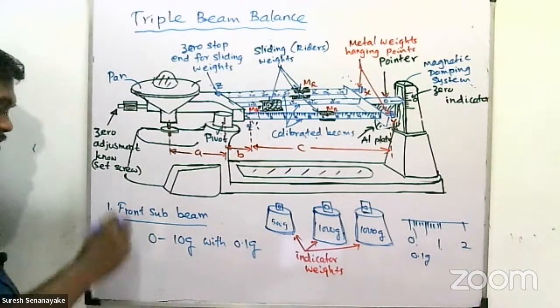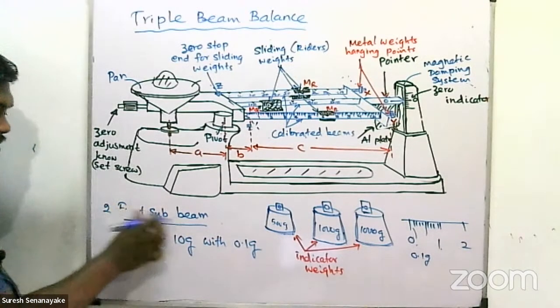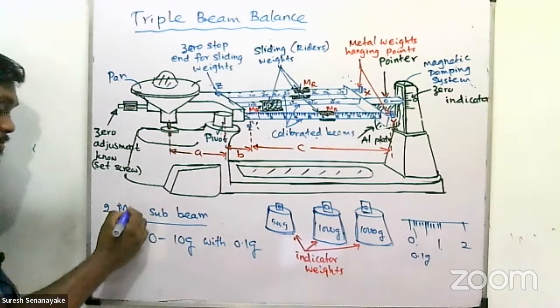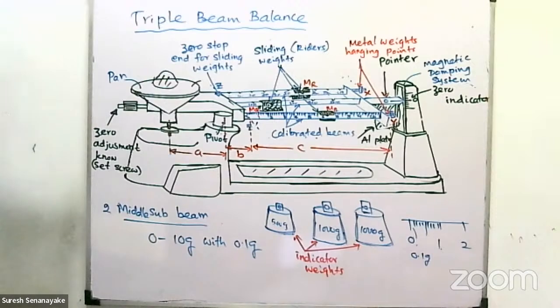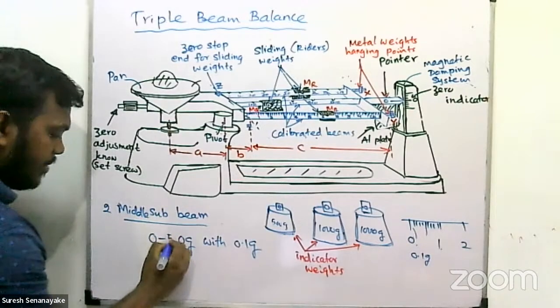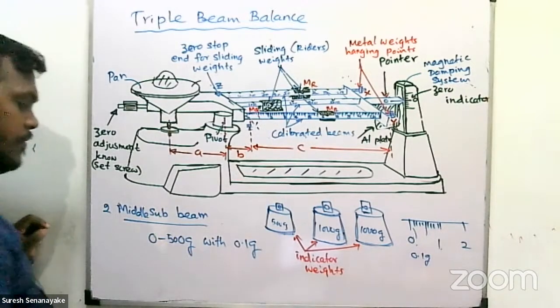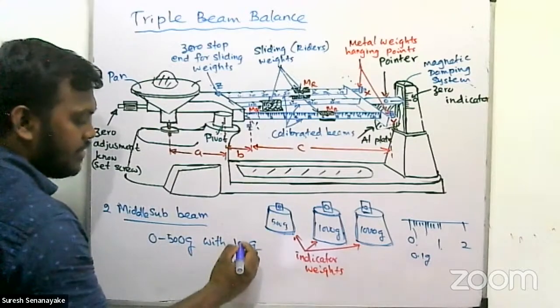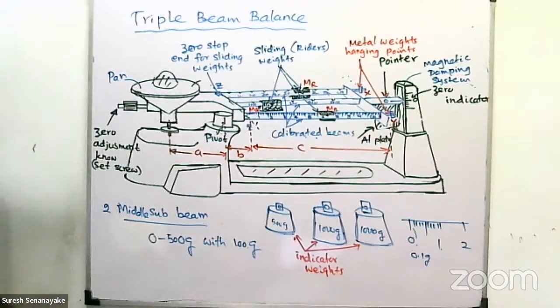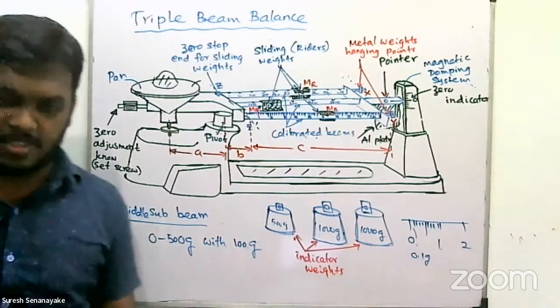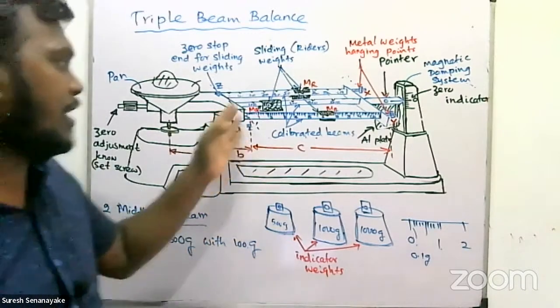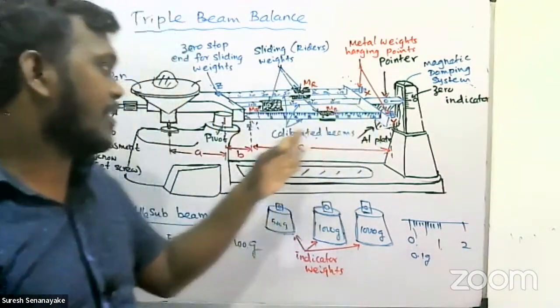Okay. Write the second one, the middle sub beam. The middle sub beam is calibrated from 0 to 500 grams with 100 gram divisions, as a step calibration, discretely calibrated step by step.